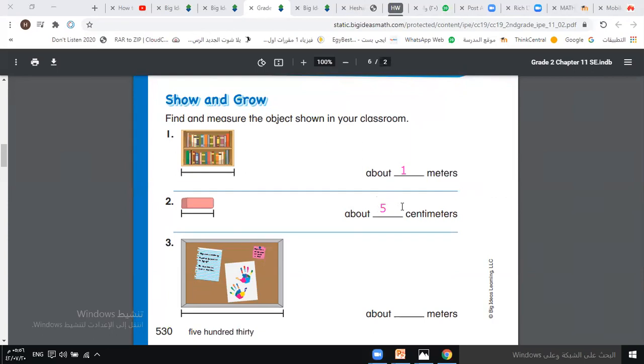Okay. Now, my lovely boys, let's answer number 3. Thank you, Omar Ala. Now, I will choose Zainul Abidin to answer this question. Hello, Zainul Abidin. How are you? Fine, thank you. Zainul Abidin, to get the length of this banner, is it easier to use a ruler or to use a meter stick? Meter stick. That's right, because it's long.